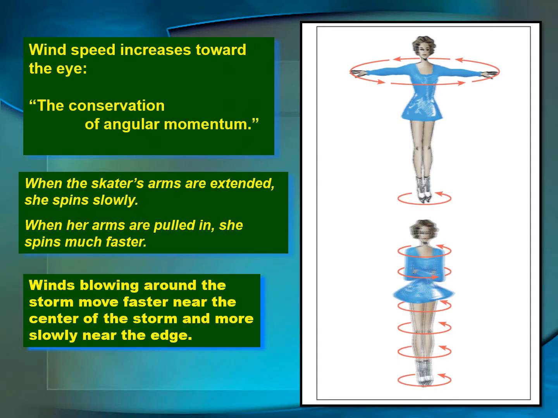Okay, so just a little interesting thing here. Why are the winds fastest in the eye? And this goes to a physics concept, the conservation of angular momentum. The winds are blowing faster near the center of the storm, which is in the eye wall, and the winds are not quite as strong on the outer wind bands near the edge.